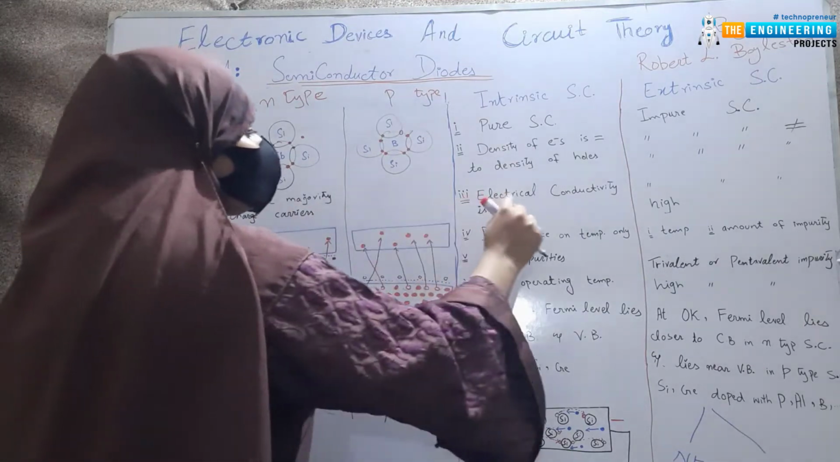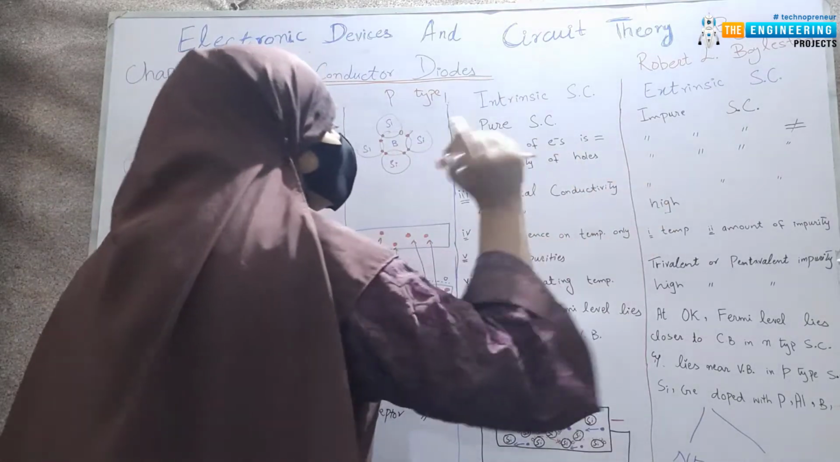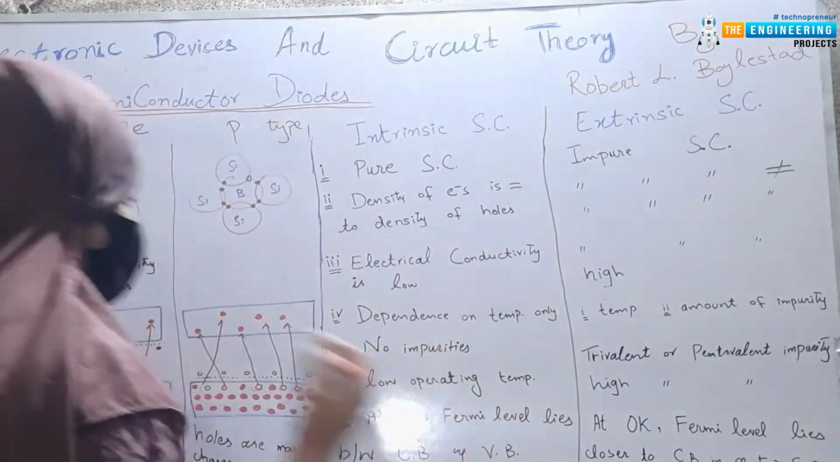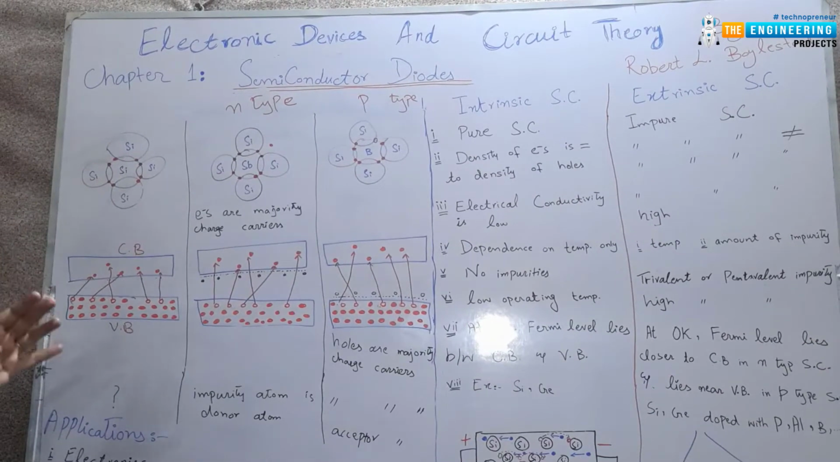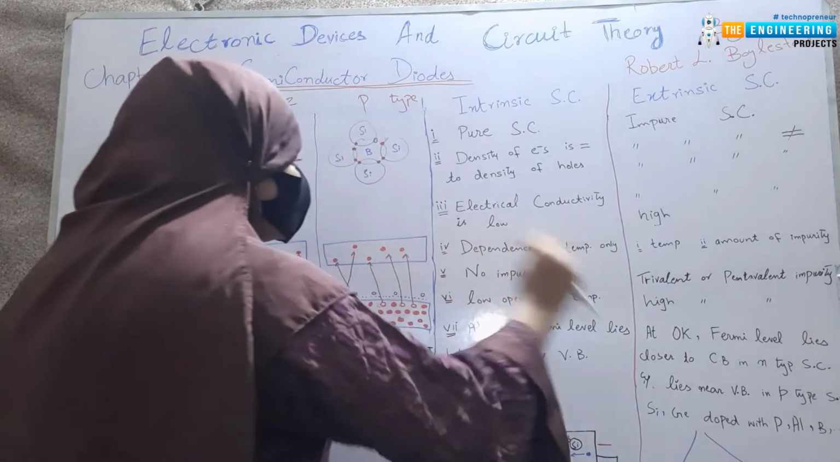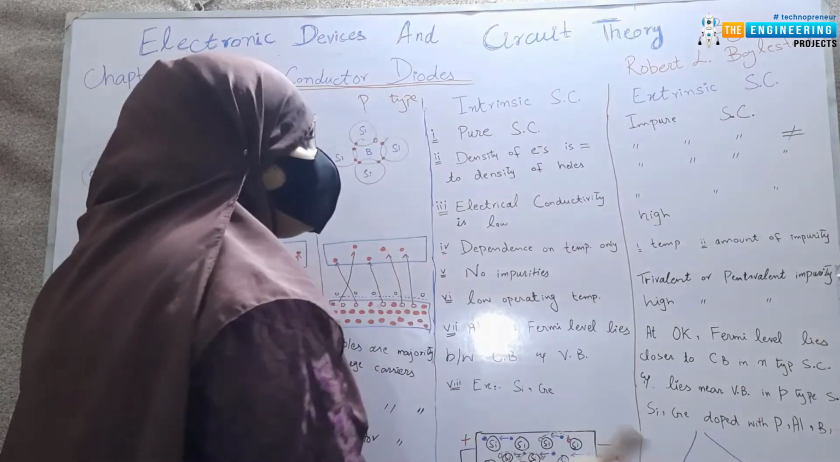Number 3 point is electrical conductivity is low. Their electrical conductivity is low, but in this case, their electrical conductivity is high. Their electrical conductivity is low because there are equal numbers of electrons and holes, but in this case, the numbers of electrons and holes are not equal. They will cancel out the effect of each other, but here they will not cancel out the effect of each other. So conductivity will be high. Number 4 point is dependence on temperature only. But in this case, as they are impure, they have impurities in them.